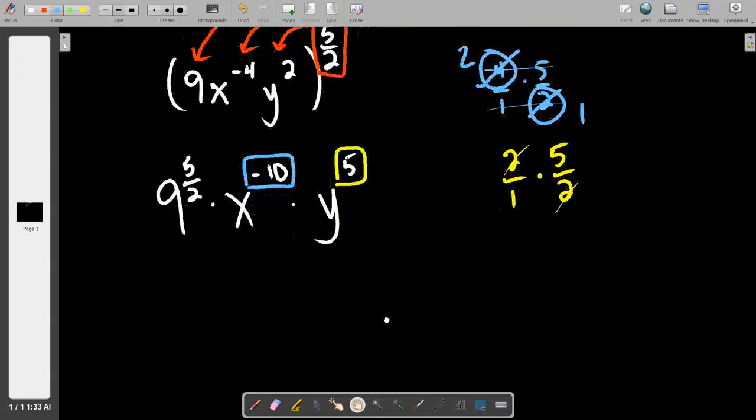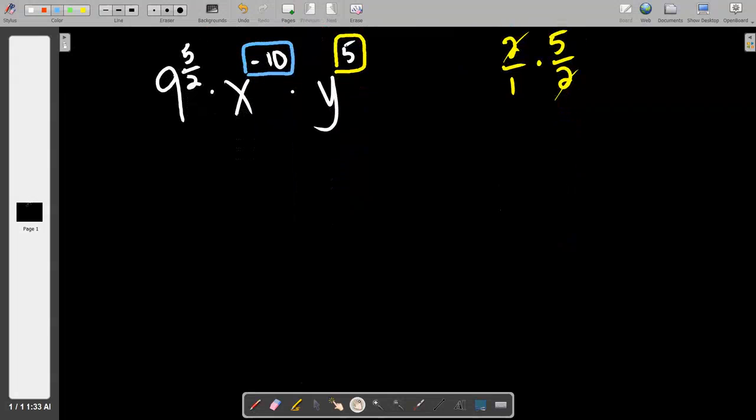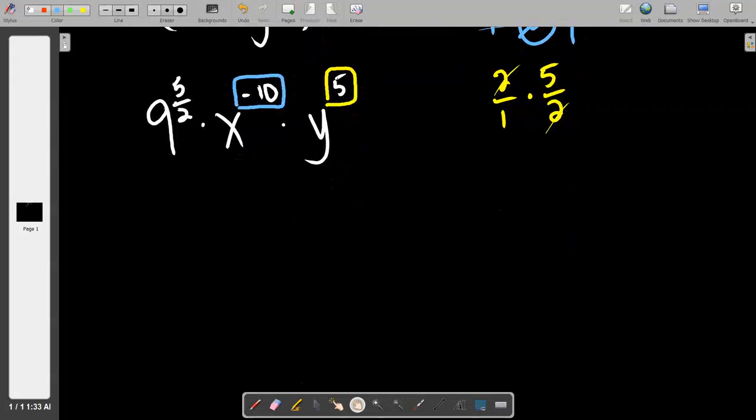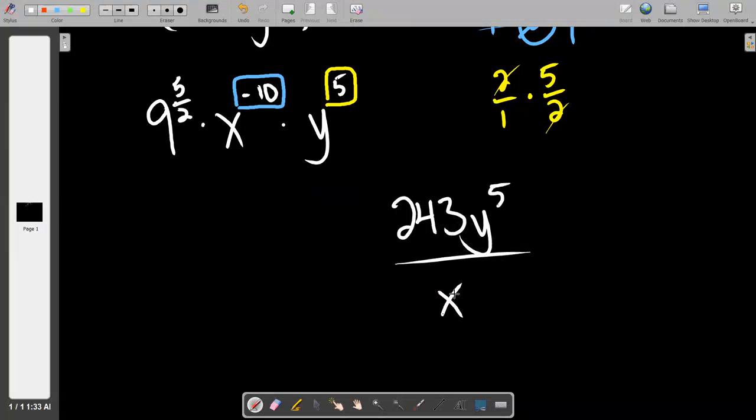All right, so let's talk about what the final answer of this problem is going to be. Well, the final answer to the problem is going to wind up being 243 y to the 5th over x to the 10th. Right? It is. It's pretty simple, assuming you can do some basic things for me.